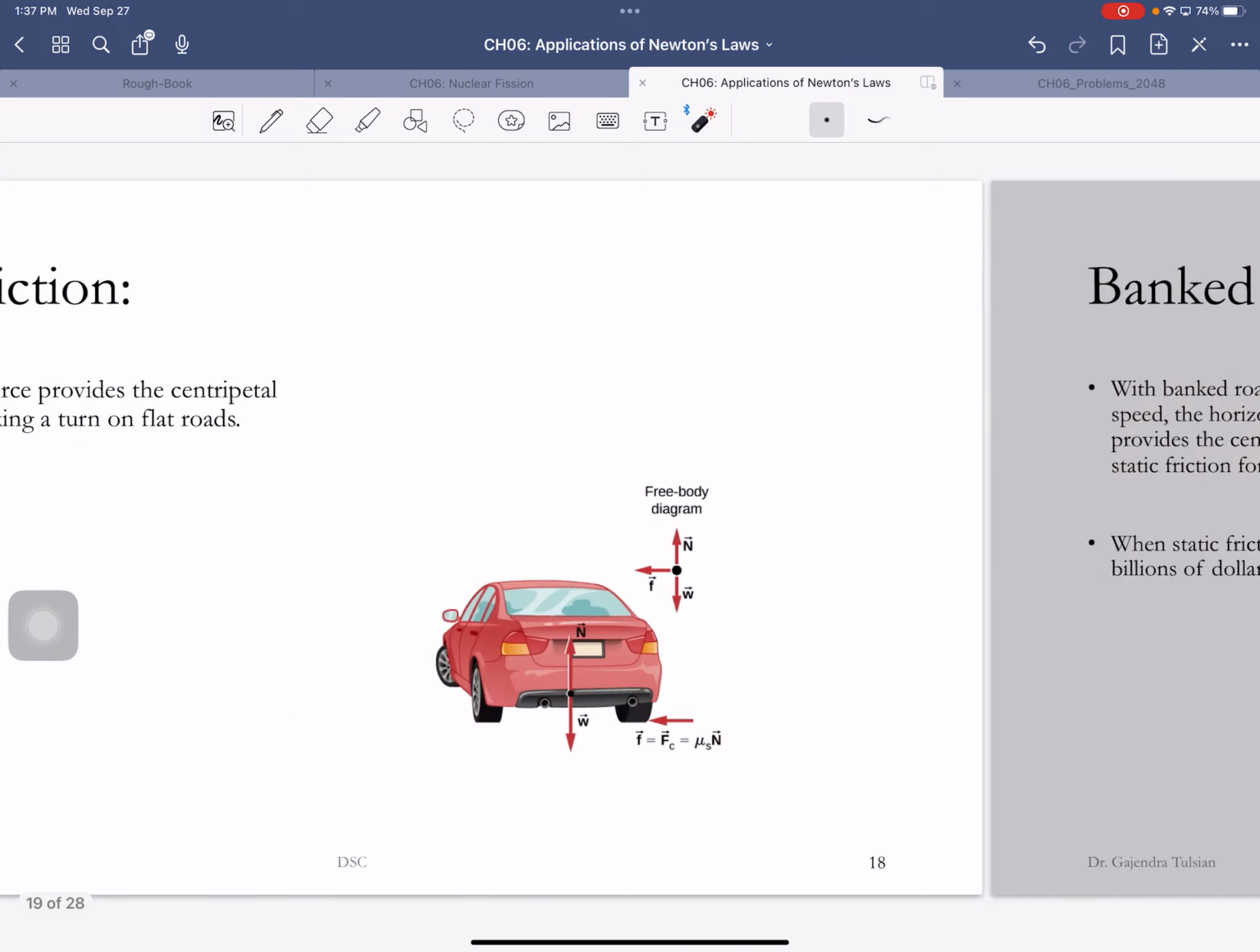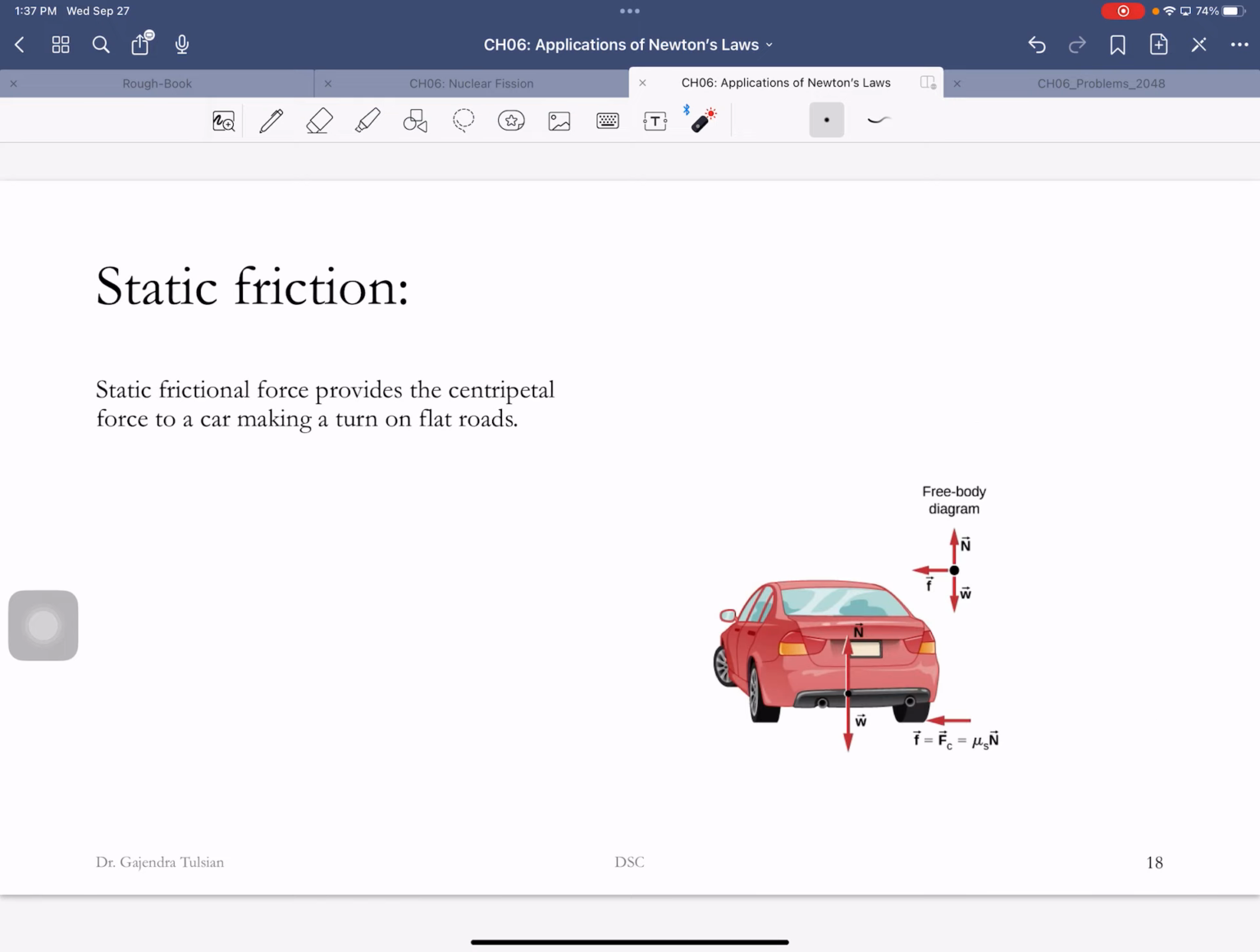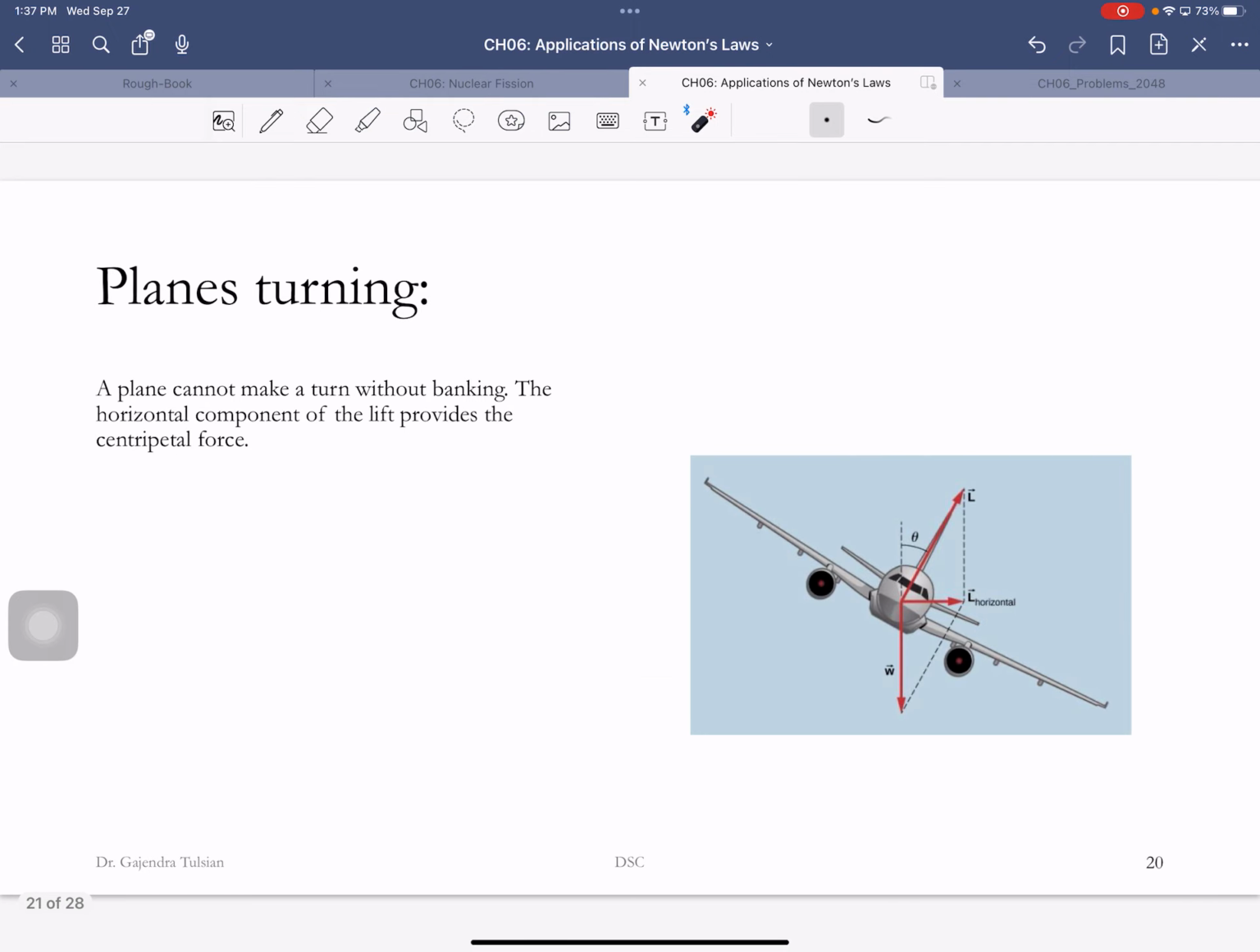All right, so on a flat road, a car can make a turn because the tires are in contact with the road, and even though you leave rubber behind, you still can use that static friction force. But if you were flying in air, you couldn't make a turn unless you bank. Okay? So a plane flying cannot make a turn unless it's banking, and again, the lift is perpendicular to the wing, and this component of the lift is providing you the centripetal force to make a bank.